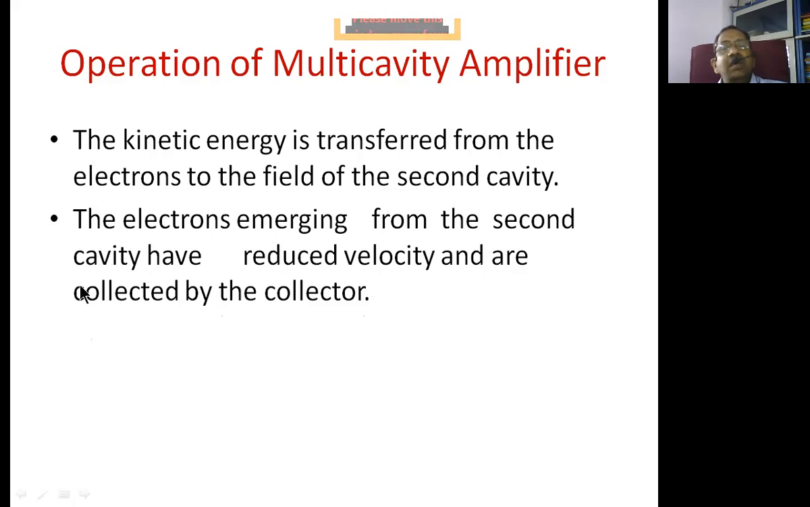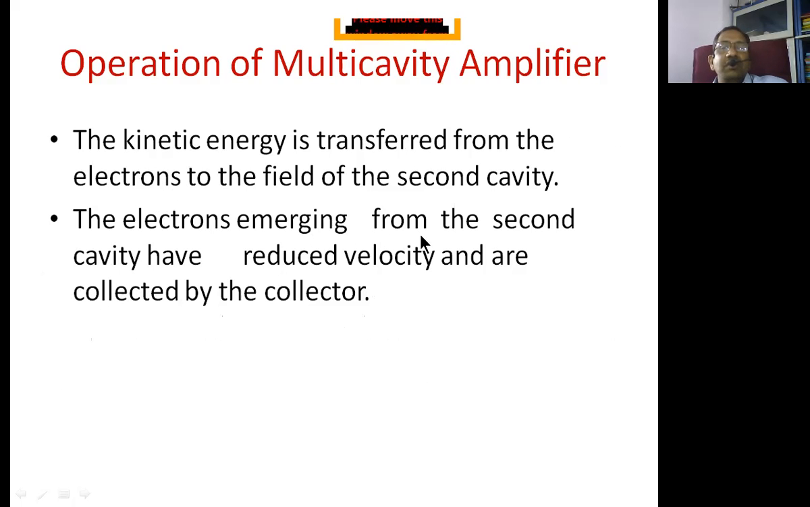So the kinetic energy is now transferred from the electrons to the RF field of the second cavity. That means here what happens, initially the electrons are moving with kinetic energy. The kinetic energy is simply converted into an RF field signal in the cavity.